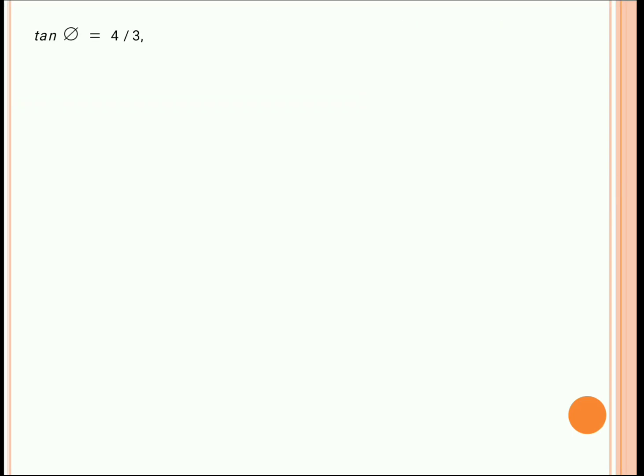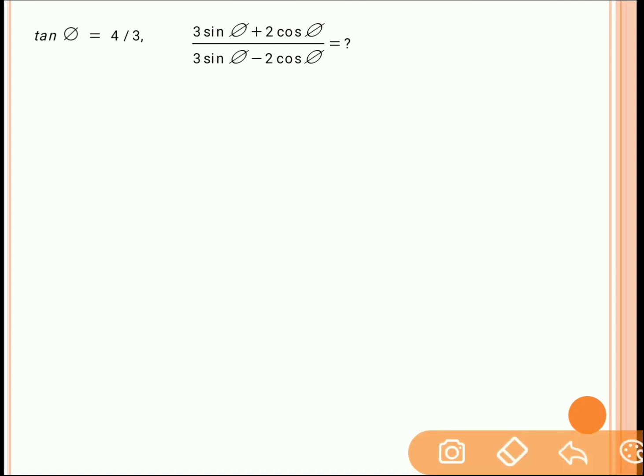Let's move to the next problem. Given that tan phi is equal to 4 by 3, find the value of (3 sin phi plus 2 cos phi) upon (3 sin phi minus 2 cos phi). Now we need to use the expression which is given in this problem to find the value of the given expression. Now tan phi is equal to 4 by 3.